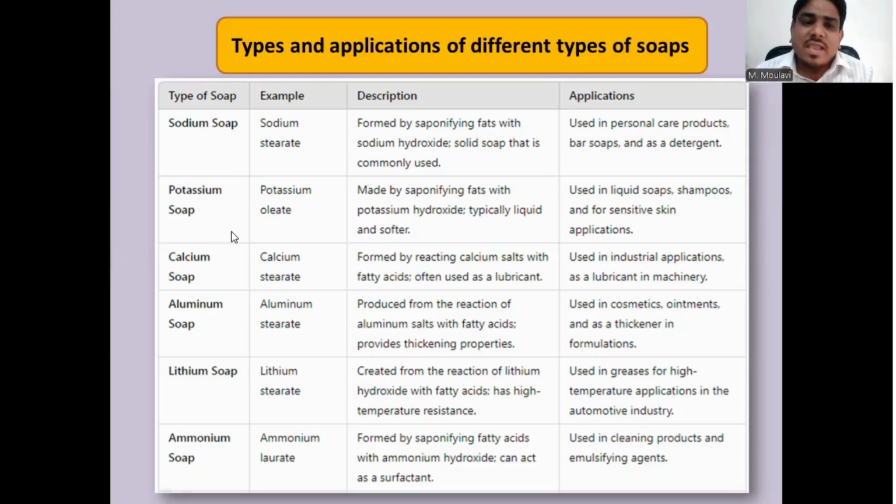Other than this, the calcium soap, aluminum soap, lithium soap, ammonium soap, then zinc soap, magnesium soap, these soaps are used in industry for the different types of purposes like lubrication, emulsifying agents, for formation of talcum powder and the others. So the soaps are important for our life, and it is very important to note that the fats, oil and the alkali are used for the formation of soap through the saponification reaction.